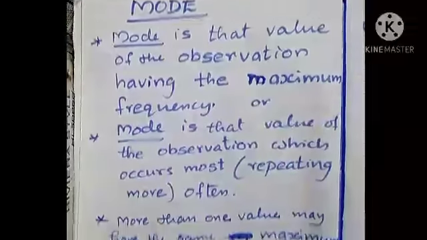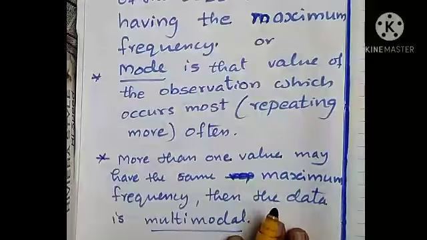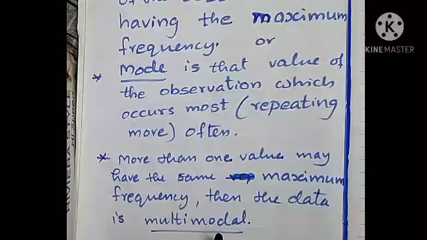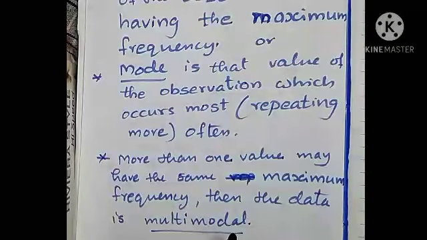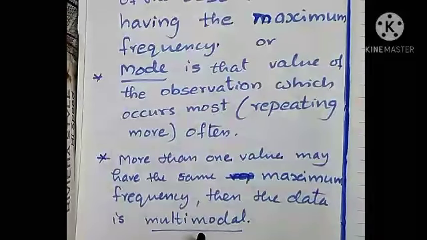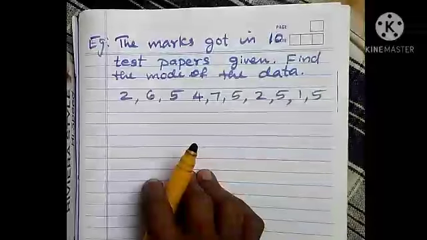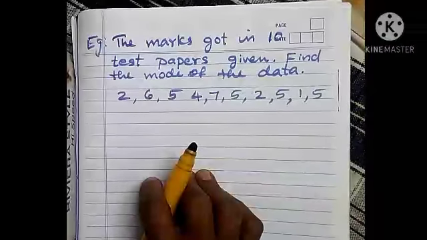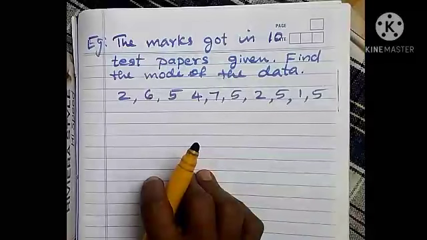More than one value may have the same maximum frequency. Then the data is multimodal. More than one value may have the same frequency, therefore that data we can say is multimodal. For an ungrouped data, we can find the mode very easily. That is the most repeating observation.